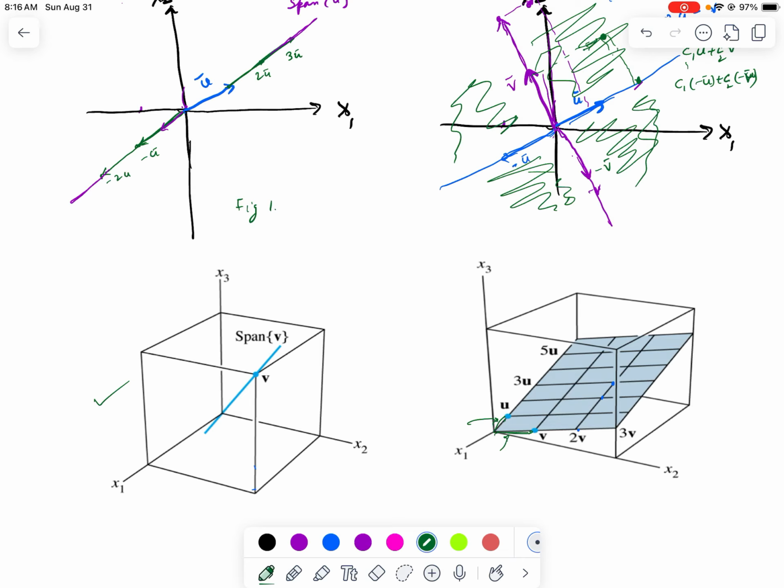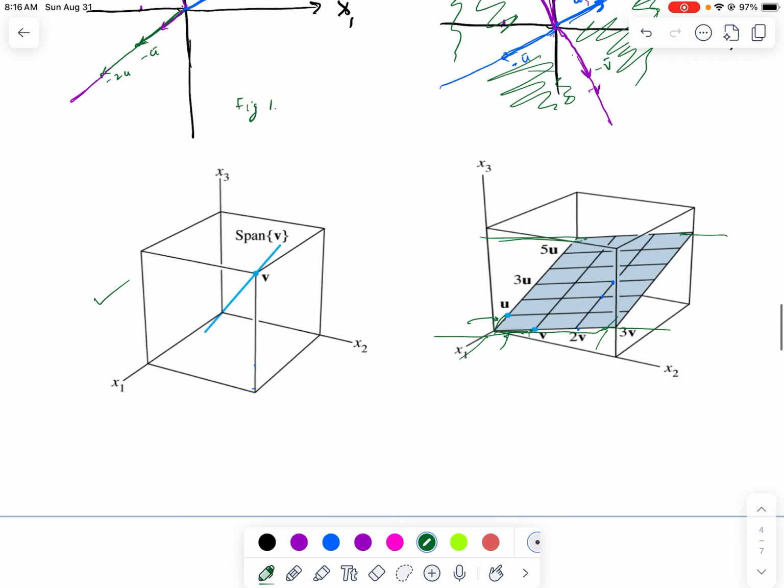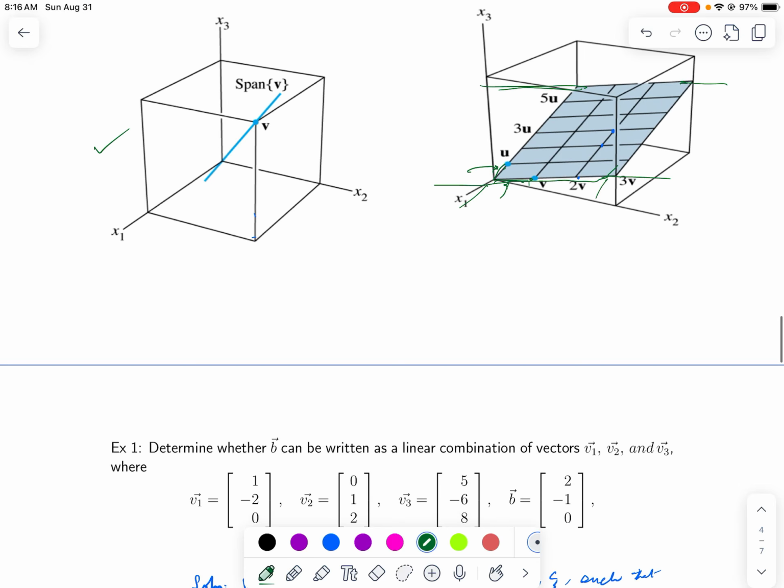Now notice here, this will not be just this piece. The plane has infinite length and infinite width, so it is actually extending in every direction. This is just a piece of the plane that we are showing. So this is what the geometric interpretation is. You have to remember this. You can be asked in a definition, what is the geometric interpretation of the span of u, v?